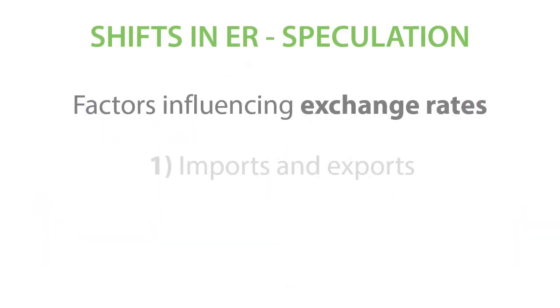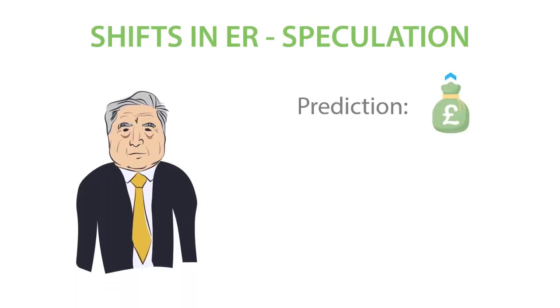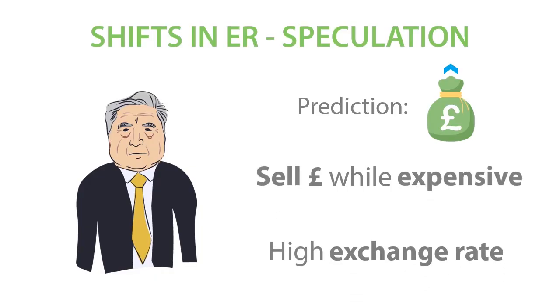Our second factor that influences exchange rates is speculation. Speculation is when investors predict change in a currency's exchange rate to make a profit. If investors predict an appreciation in a currency, they'll buy loads of the currency now, while it's cheaper, at a low exchange rate, but then sell that currency when the exchange rate goes up to a high exchange rate in order to make a profit.